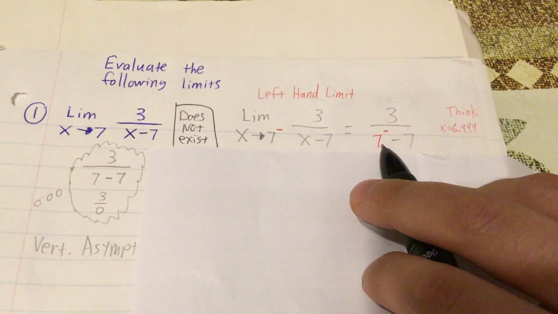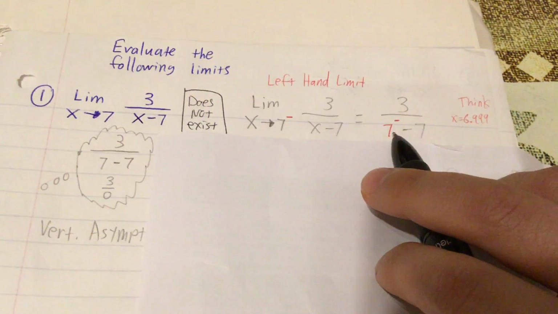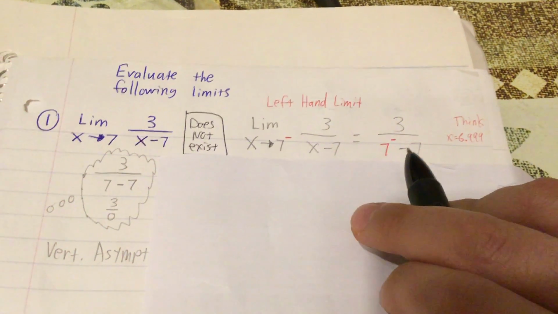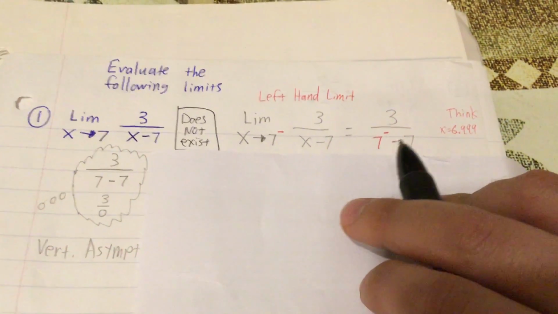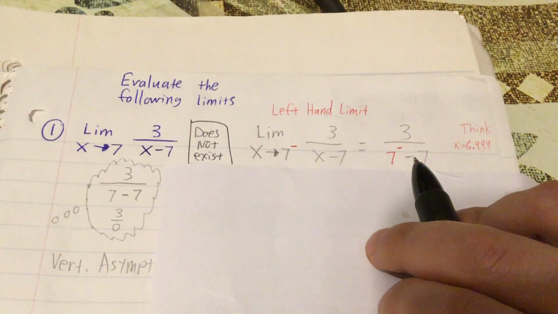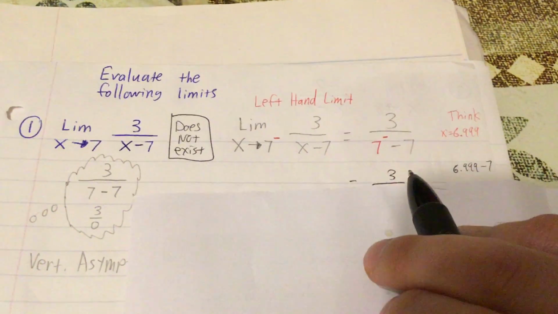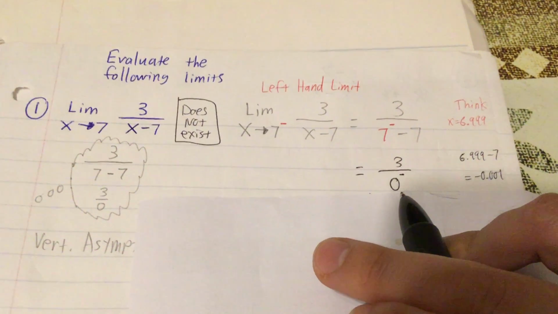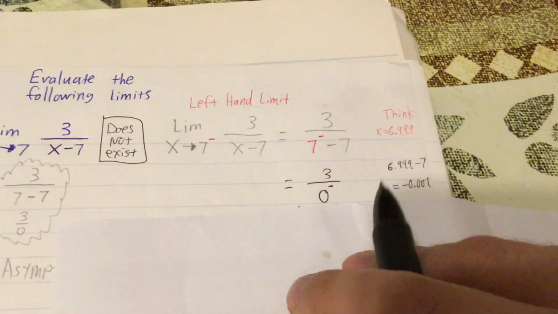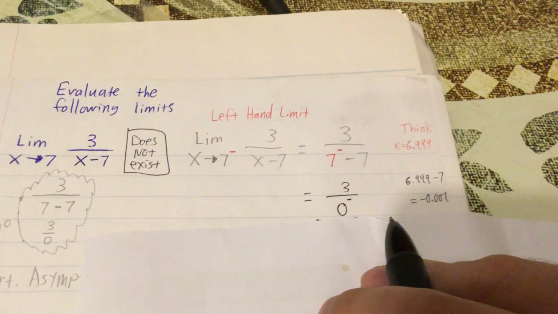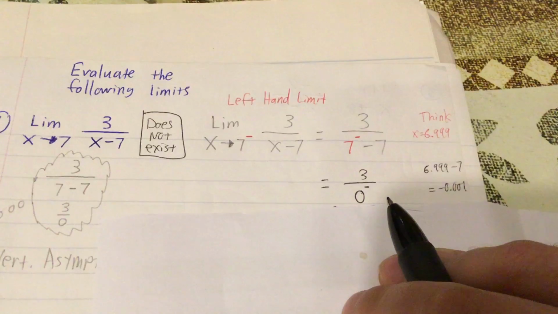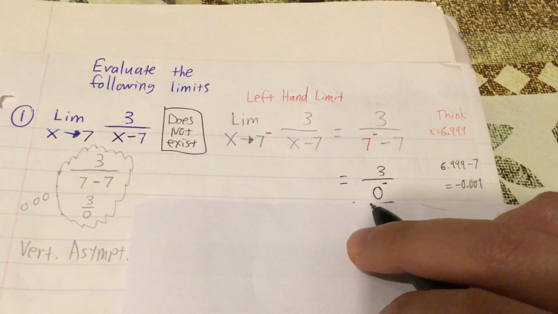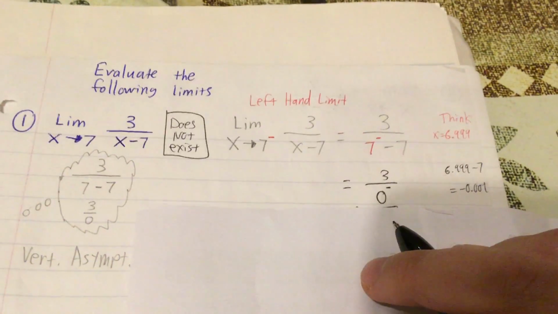So we've got 3 over basically 6.999999999 minus 7. Now remember, think critically. What is barely under 7 minus 7? Well, it is 0, but it's the left side of 0. 3 over the left side of 0. So think negative 0.00001. So in other words, 3 divided by, a positive divided by a negative is still a negative.